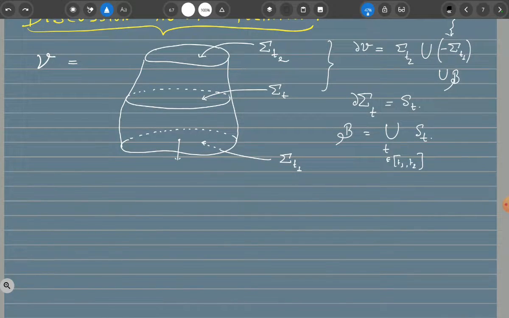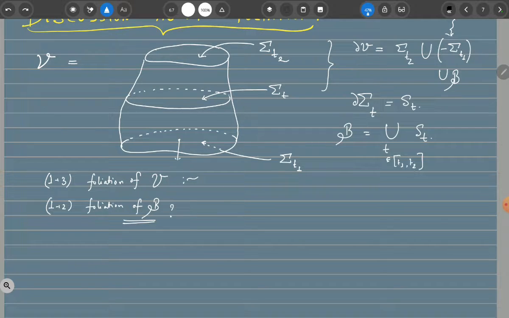We remember now we will talk about the foliations of this. We already know about the 1 plus 3 foliation of the space-time volume V, and we'll talk about it a bit. But then after that we are going to foliate, that is, a 1 plus 2 kind of foliation of this curly hypersurface B. So this is going to be the main objective of this.